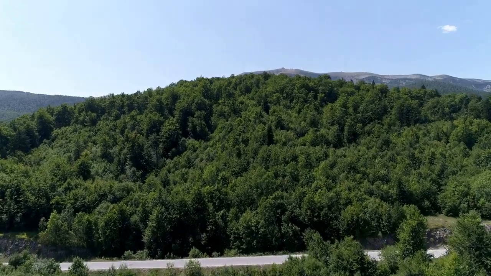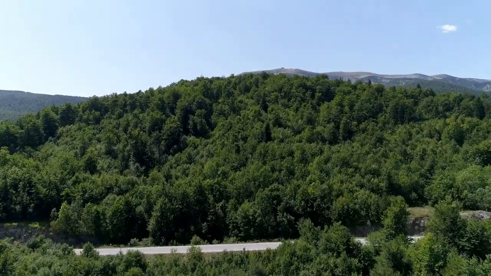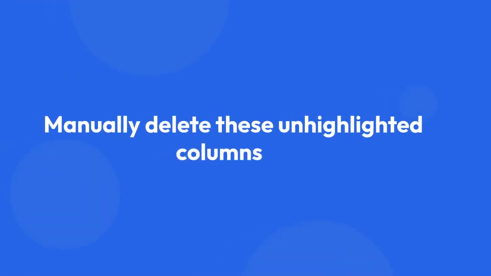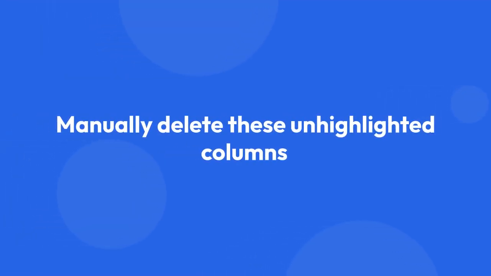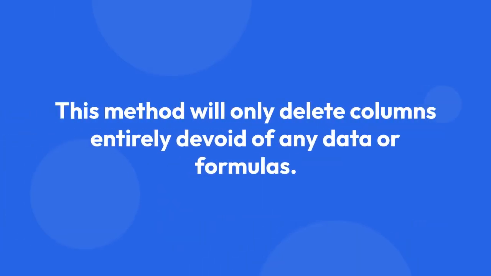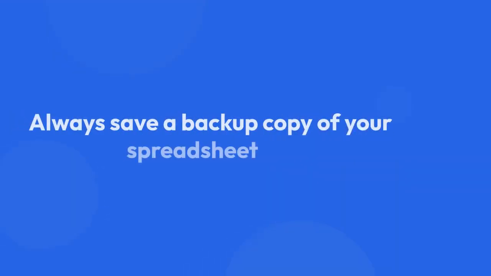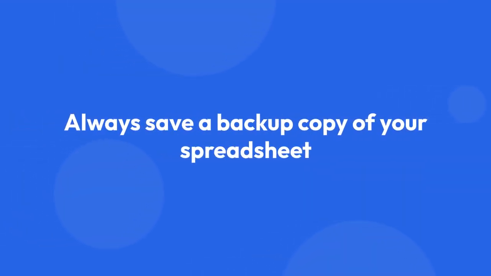This highlights the columns with at least one value. Columns not highlighted are empty. You can then manually delete these unhighlighted columns by selecting their column header and pressing the Delete key. Remember, this method will only delete columns entirely devoid of any data or formulas. Remember to always save a backup copy of your spreadsheet before making any significant changes.